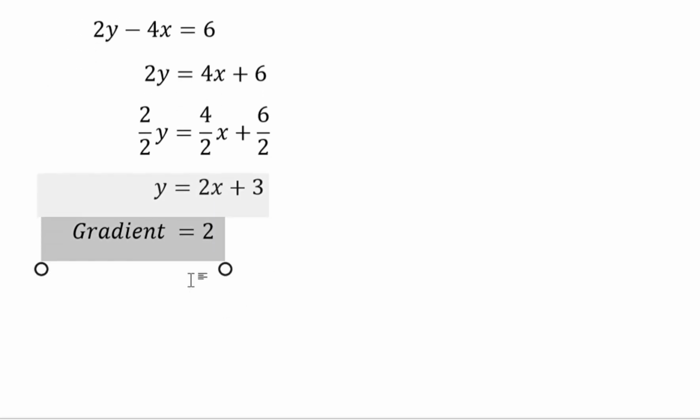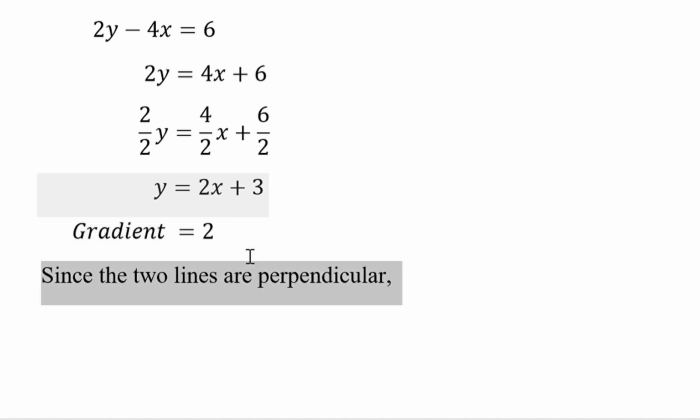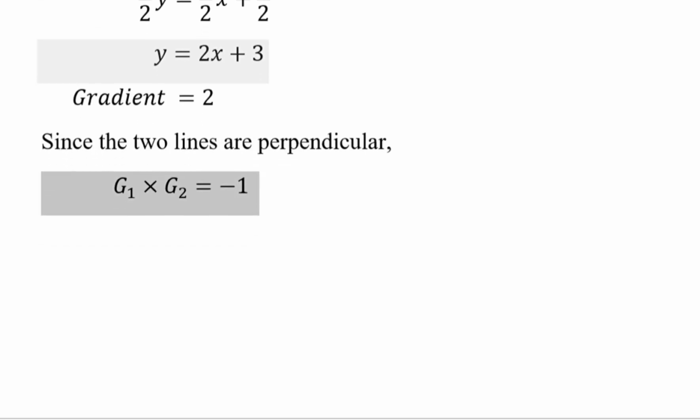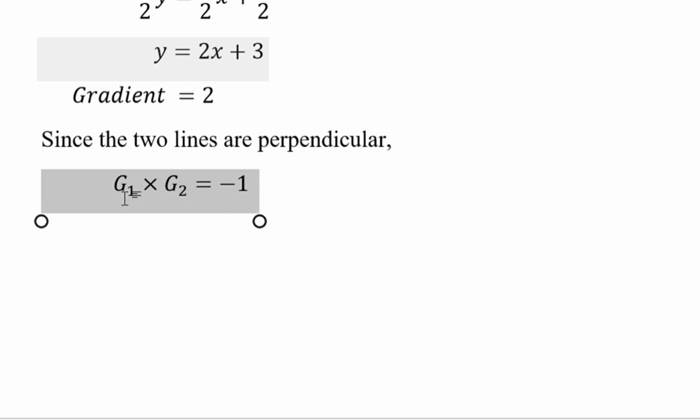Now, since this line is perpendicular to the one we are looking for, it means the product of their gradients should be equal to negative 1. In other words, g1 times g2 should be negative 1. The gradient of the first line times the gradient of the second line should give us a product of negative 1. We already have found the gradient of the first line, g1. So you can substitute it here and say 2 times g2 is equal to negative 1.